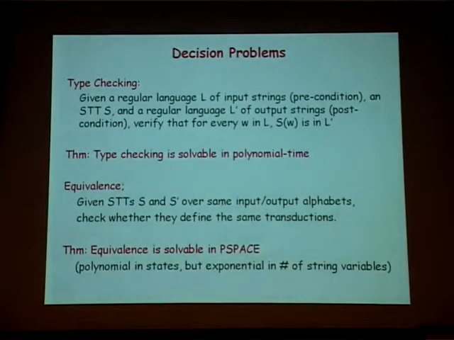I'm not going to show you the proof. I'm going to show you the intuition of why equivalence is solvable. Given two STTs S and S prime over the same input-output alphabets, we want to check whether they define the same transductions. So I'm given 2 machines, and I want to check whether, on every input, they produce the same output or not.